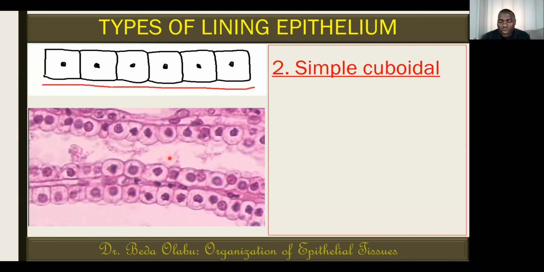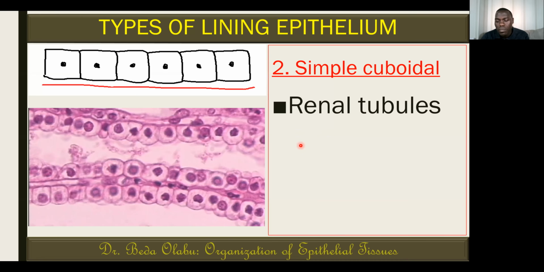So where do you find simple cuboidal epithelium? Basically, we find simple cuboidal epithelium in the renal tubules. When you talk of renal tubules, you're referring to the nephron. Actually, these images are images of the nephron of the kidney. Apart from renal tubules, the simple cuboidal epithelium is largely the epithelium that forms the glandular epithelium. Most of the time in the glands, you'll find simple cuboidal epithelium.